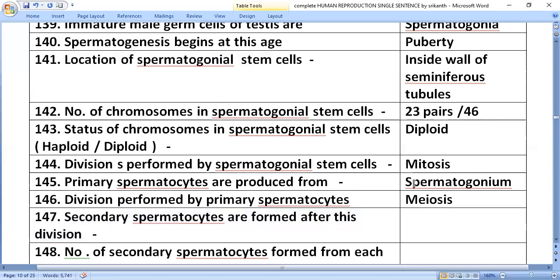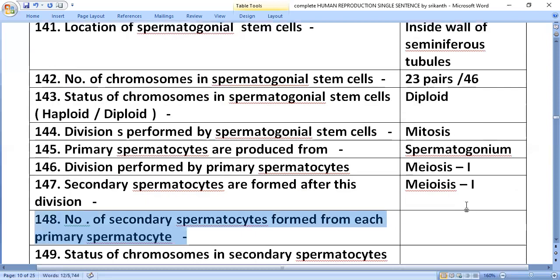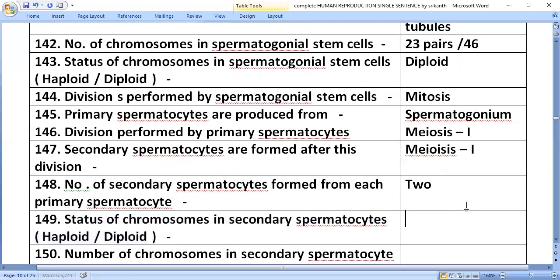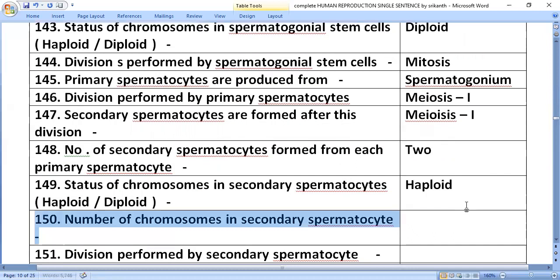Secondary spermatocyte. Division performed by primary spermatocyte, particularly meiosis 1. Secondary spermatocytes are formed from the primary spermatocyte after meiosis 1. Number of secondary spermatocytes formed from each primary spermatocyte: 2. Status of chromosomes in secondary spermatocyte: haploid. Number of chromosomes: haploid number 23.